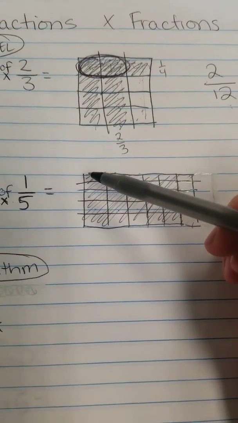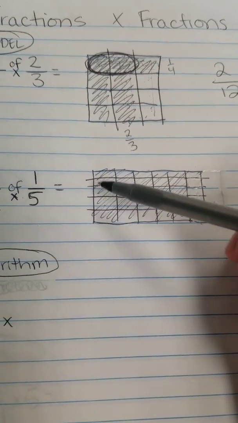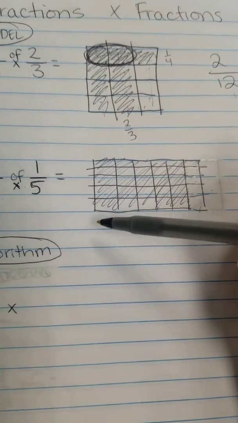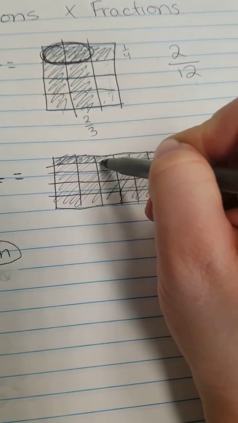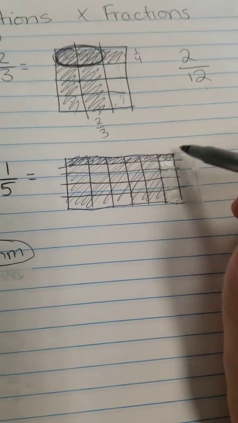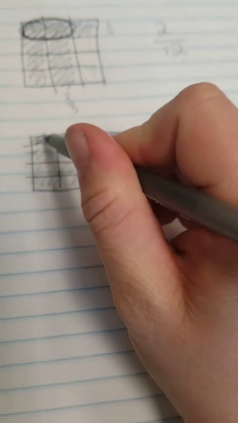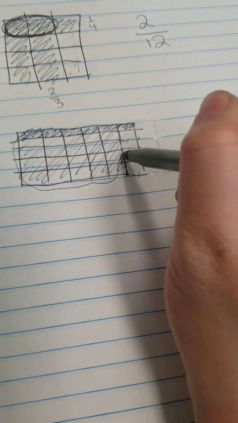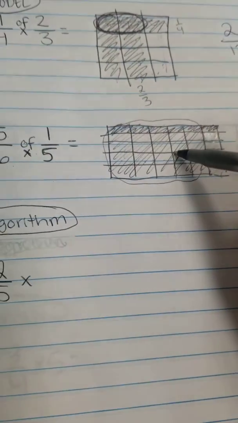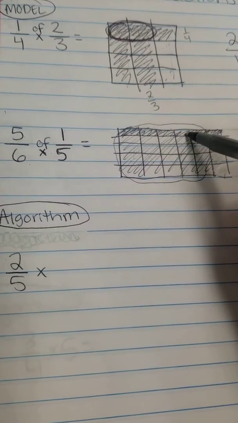So I drew 1, 2, 3, 4 lines to give me 1, 2, 3, 4, 5 sections. And now I'm going to shade in one of those fifths. And just shade it all the way across. Okay? Now your answer is where they overlap, where they have both things shaded. So all of these parts have both shaded. They shaded when I did 5/6, and they shaded when I did 1/5.